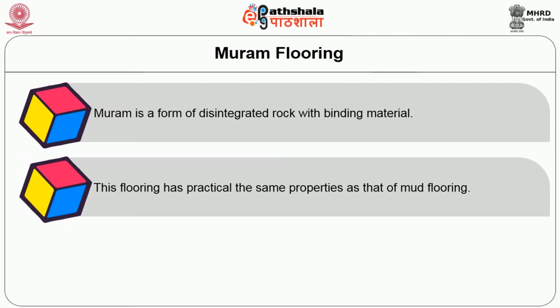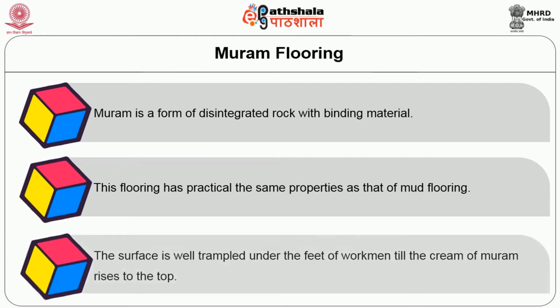and this flooring has practically the same properties as that of your mud flooring. To construct such a floor, a 15 centimeter thick layer of muram is laid over a prepared subgrade. Over it, a 25 centimeter thick layer of powdered muram is spread and water is sprinkled over it. The surface is then rammed well. After ramming the surface, it is saturated with a 6 millimeter thin film of water.